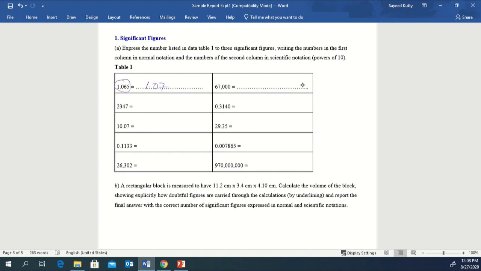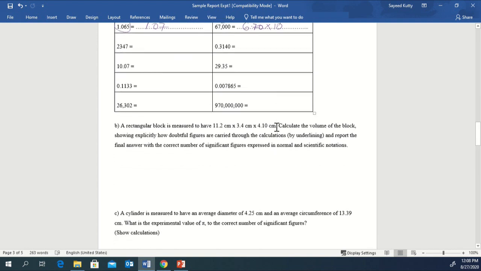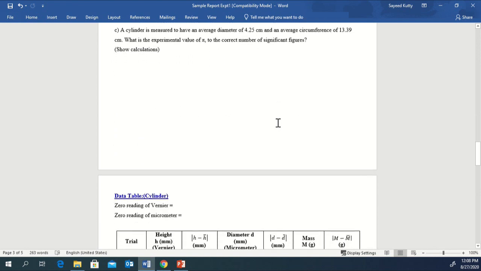And in the same way we were asking you to do this. And here we're asking you to write it in scientific notation, but keep 3 significant figures, right? So here, how many significant figures? It has only 2 significant figures, right? But we want this in 3. So you know that it is 6.70 times 10 to the power 4. So in the same way, some small questions we will always ask you to do.